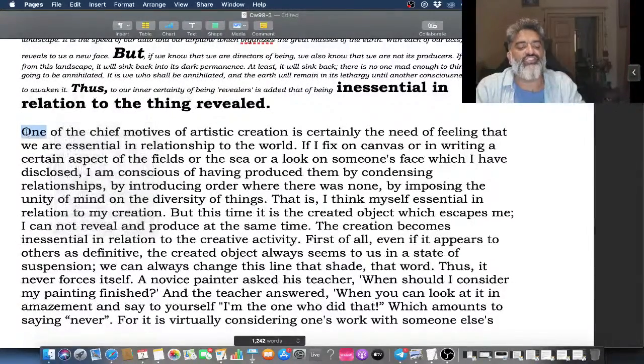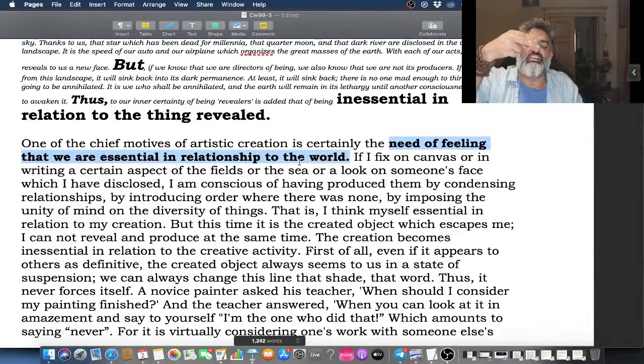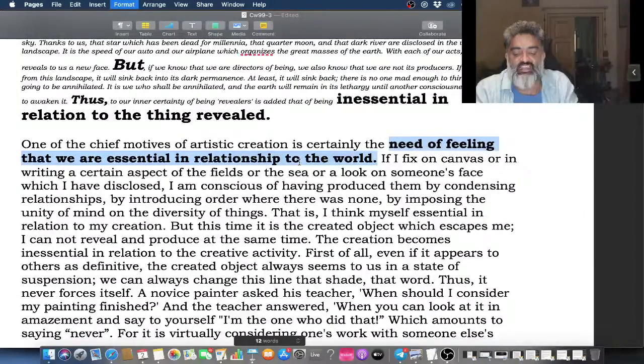One of the chief motives of artistic creation. So chief motive is going to be fairly important, right? One of the chief motives of artistic creation is certainly the need of feeling that we are essential in relationship to the world. Inessential, the need of feeling that we are essential. So I will highlight that. So notice the journey. In perception we were inessential. Now there is a need to feel essential.